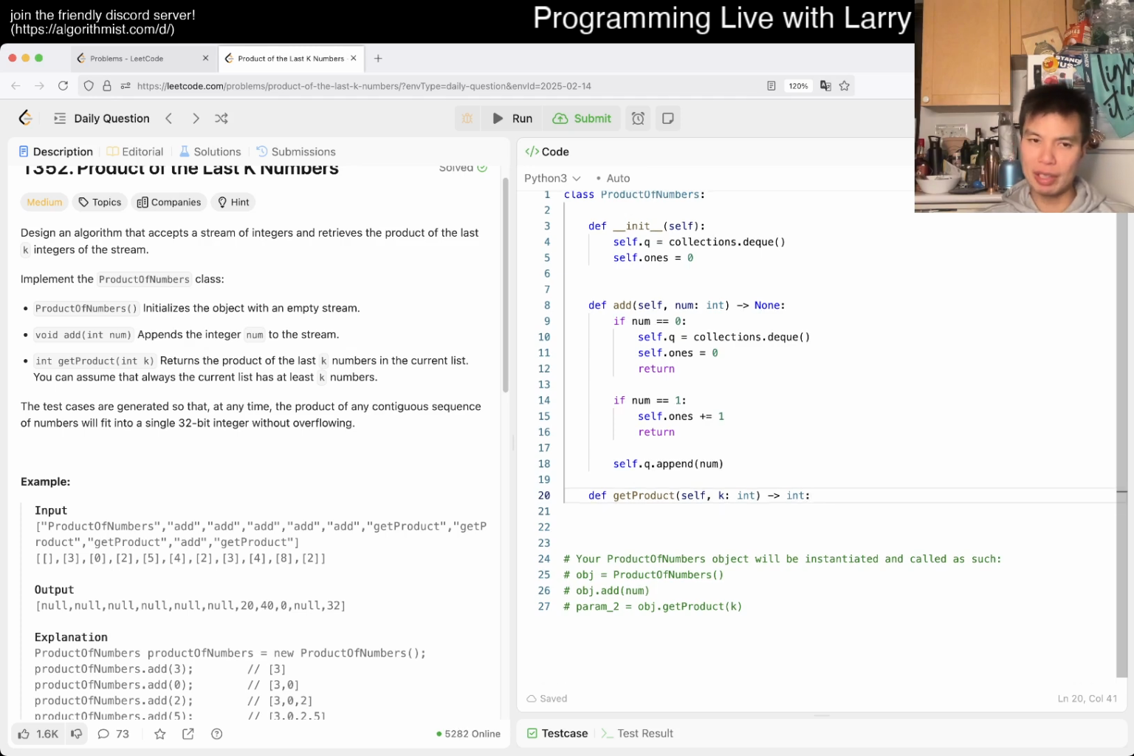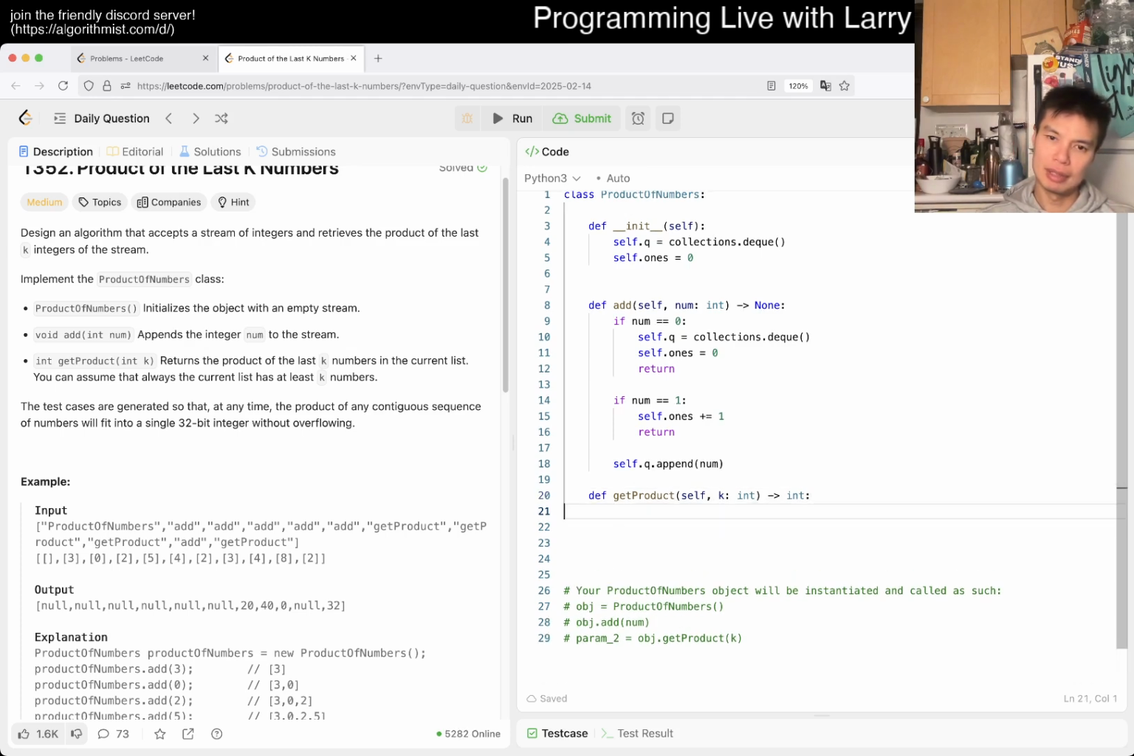And then get product. I'm actually not sure about this, only because I'm not sure that it makes sense that this is O(1) per iteration. But even if it's n squared, it's not a big deal, because like I said, this queue would only have at most 32 numbers, right? So we should be fine.